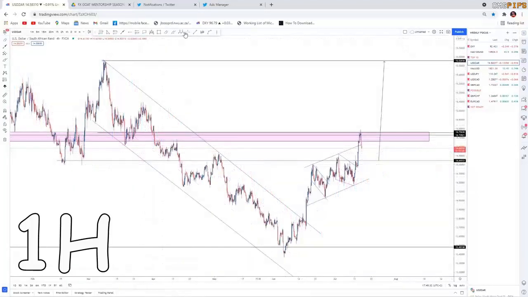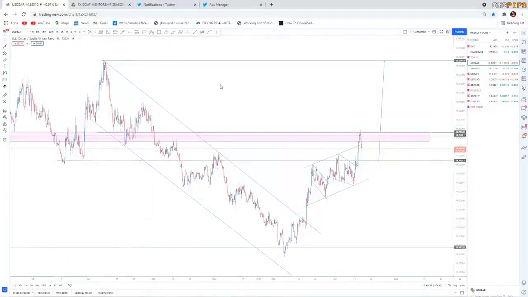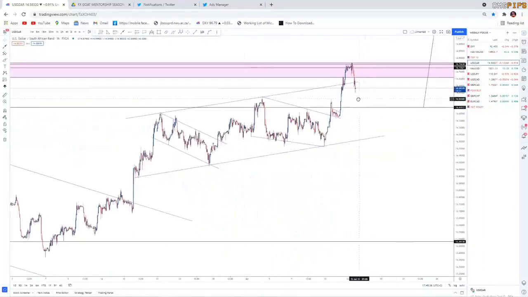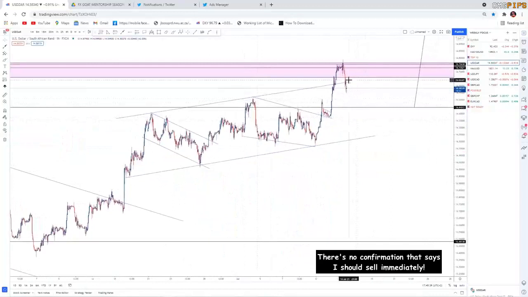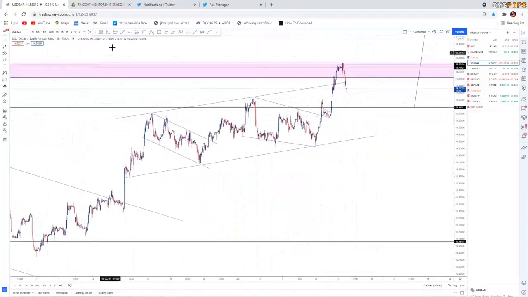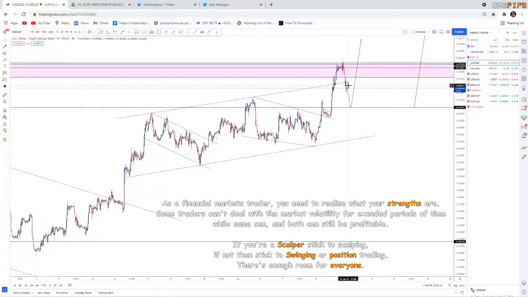If we go to a 1 hour time frame on USDZAR, there's no confirmation that says I should sell immediately, because I'm not a scalper, I'm a swing trader. A scalper would enter here just to capitalize till this point before the market actually throws out to the upside, but as a swing trader, we wait for the sniper entry in order to enter our trades and profit from them. So that's for me.